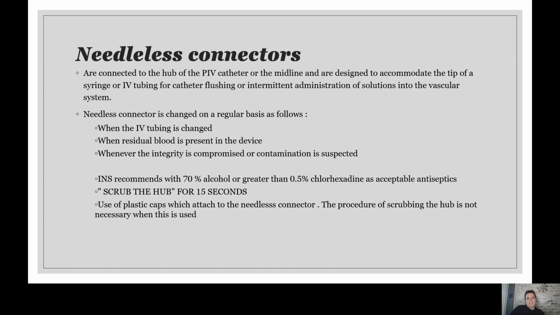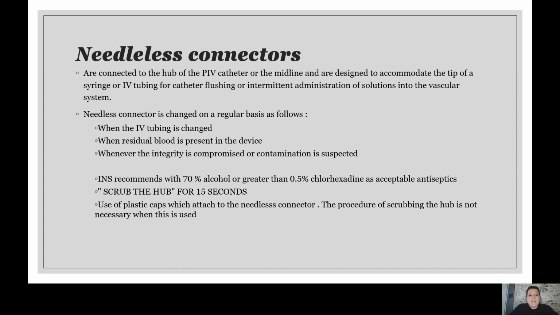All right, needleless connectors are connected to the hub of a peripheral IV or midline and are designed to accommodate the tip of a syringe or IV tubing for catheter flushing or intermittent infusions. So remember I told you we have needleless devices and we have a little female flat end and then we have a male end. You just push it into there. Same thing with the Luer lock of your catheter. You have to push and turn at the same time. So sometimes people will say, oh, well, this doesn't fit in here. You just have to push and turn.